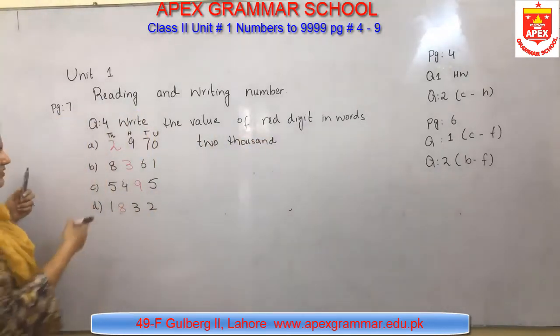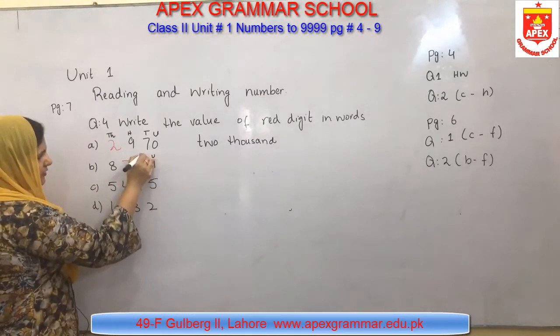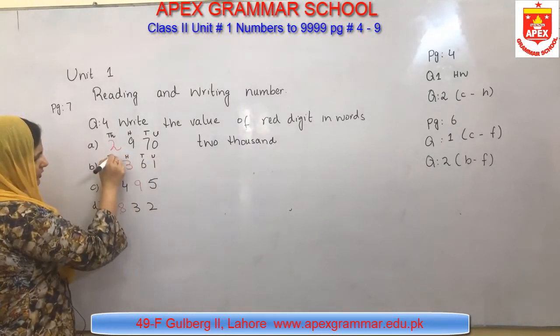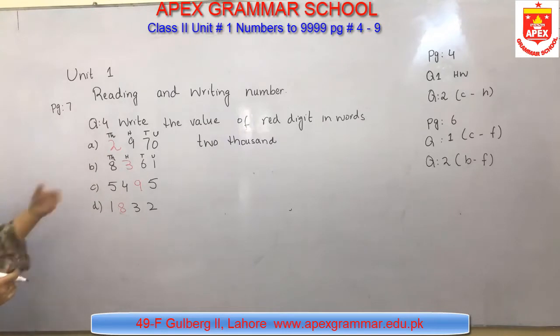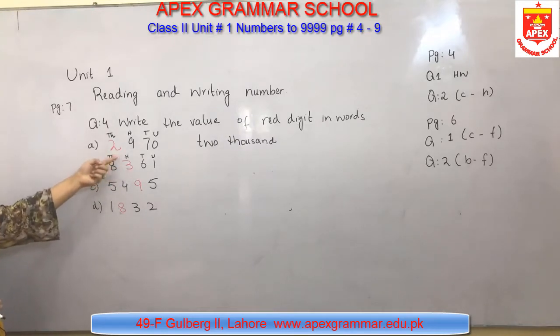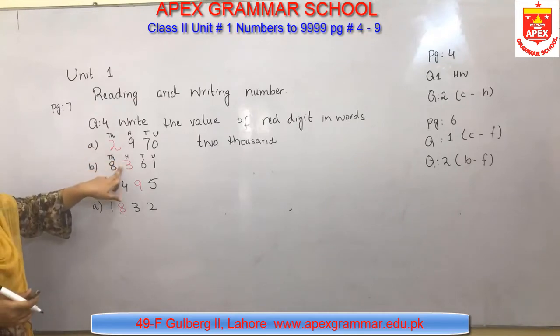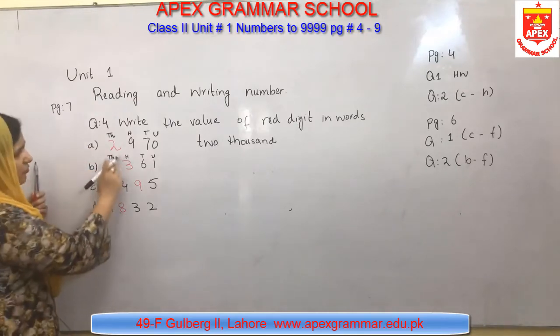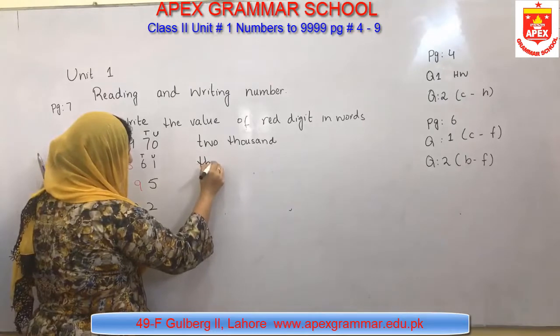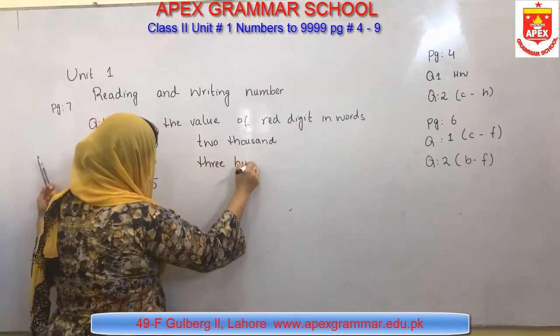Now, same as before, write the unit, 10, 100, 1000. Where is the place value of red? This is the place of 100. It means 300.